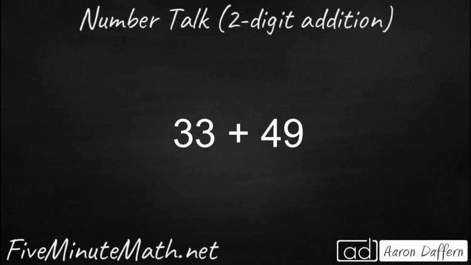Today we are looking at the expression 33 plus 49. What we do in a number talk is we use mental math. That means no paper, no pencil, to try to solve an expression, and then we come back together and look at all of the strategies we could have used together. So before we go any further, let's go ahead and do that. Pause the video, work out 33 plus 49 in your head. When you have your answer, unpause the video and we'll explore all of the different strategies together.